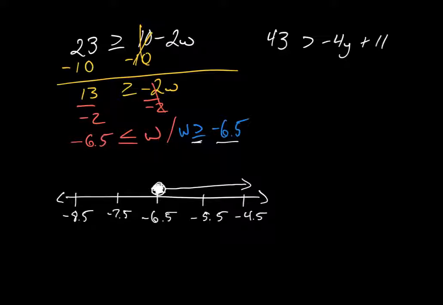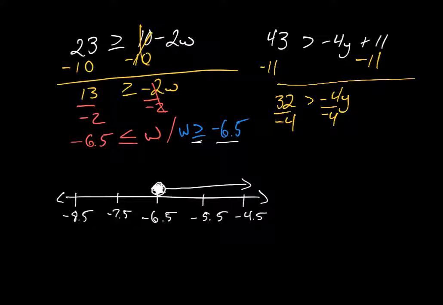Okay, over here, I need to subtract 11. Subtract 11. 43 minus 11 is going to give me what? 32. Okay. Divide by negative 4. Divide by negative 4. Then I'm just left with y. I divided by a negative here, didn't I? So make sure I switch the sign. 32 divided by a negative 4 is a negative 8.